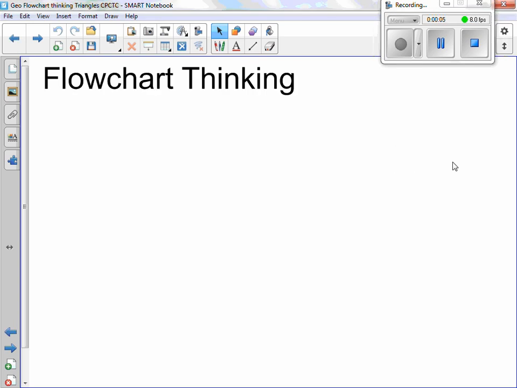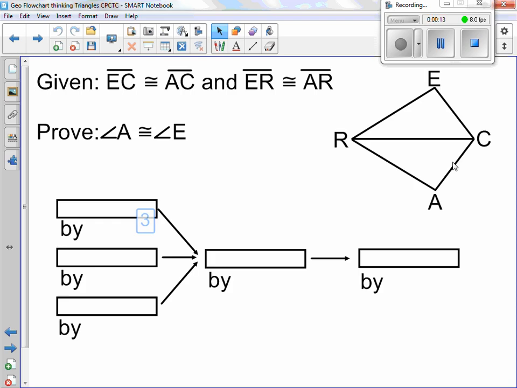What we're doing today is flowchart thinking. We've done flowcharts before. We did them with our proofs when we talk about proofs, and it's just a way to outline a given proof. And the flowchart's already been set up for you.